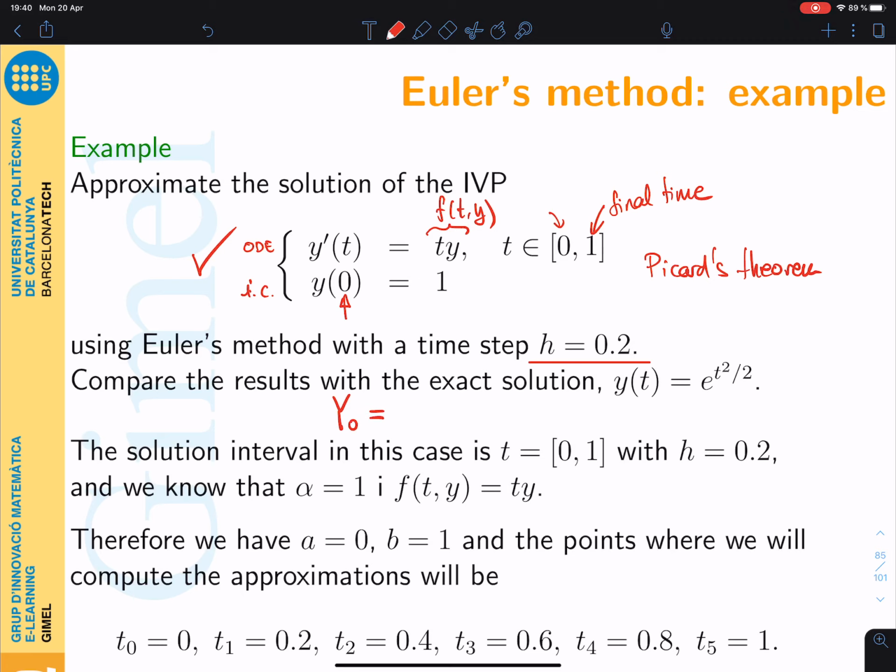y0 is always going to be equal to y(t0), in this case y0, which is equal to 1. So we know that. At the initial condition point, where we have the initial condition of the problem, y0 is always the exact value. It's the only place where it's not an approximation but the exact value, because we have the initial condition given there. Okay? Now, how do we approximate the numerical solution at the other points?